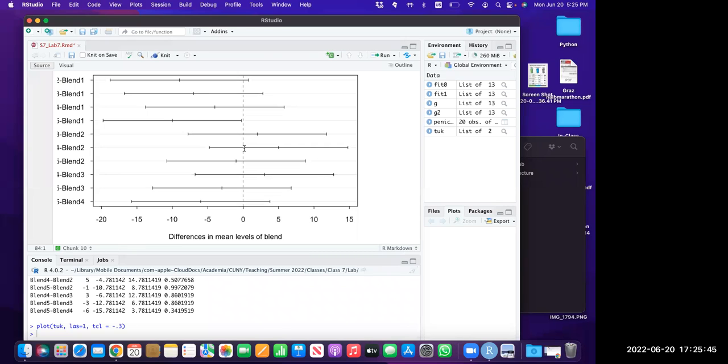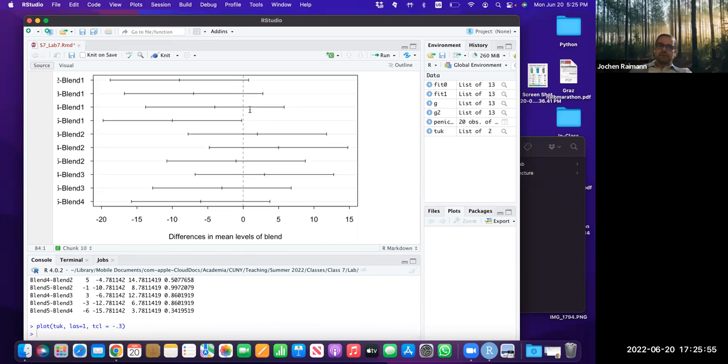Sorry, Professor, can you just review the diagram again? So you're saying if it overlaps with the zero, then it has no statistical significance? If the 95% confidence interval overlaps here the zero, which is the difference between the groups, then there's no significant difference between the respective pairs. So you have blend 5 versus blend 1. Here you see that the 95% confidence interval does not overlap the zero. That means that there's a statistically significant difference between these two groups.